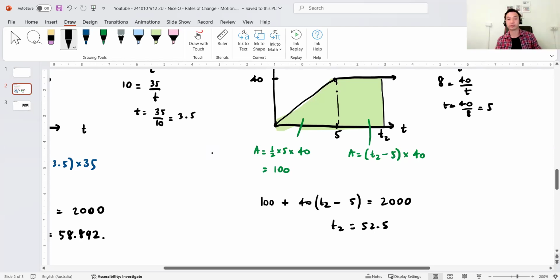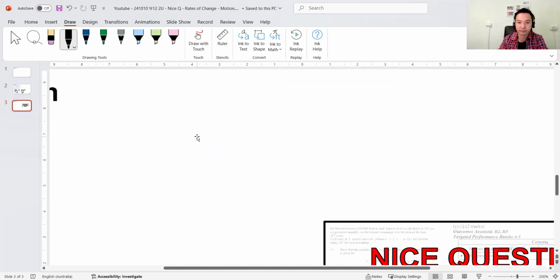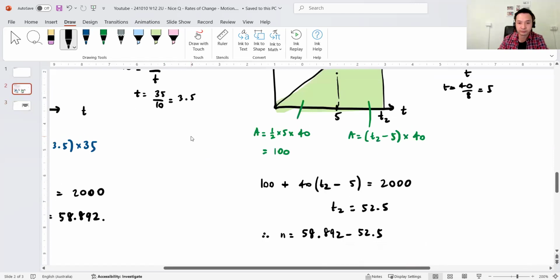Which is good because it's smaller than the other one, because it takes less time because it's faster, right? So therefore, N would equal the difference, which is the maximum head start that green can give blue, 892 minus 52.5. So therefore, N equals 6.892 seconds.